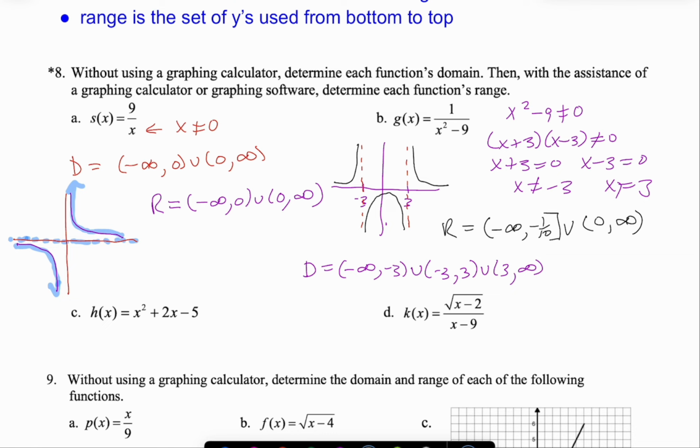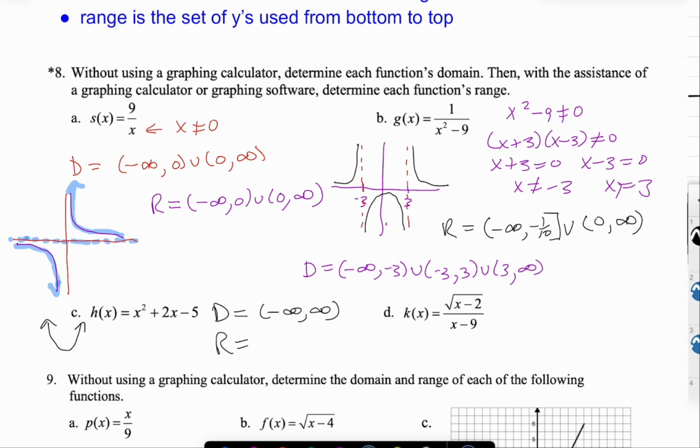Now let's talk about C. There is nothing that screws up a polynomial. A polynomial's domain is all real numbers from negative infinity to positive infinity. Remember, for infinities, always put a parenthesis. But we have a parabola here. Hopefully you recognize that's a parabola, whose vertex will be a low point of the graph. So the range will be from the vertex up to infinity.